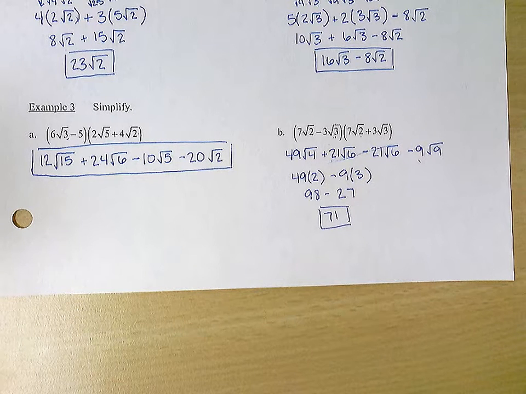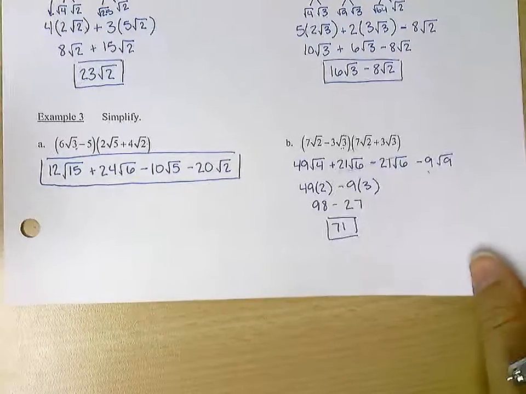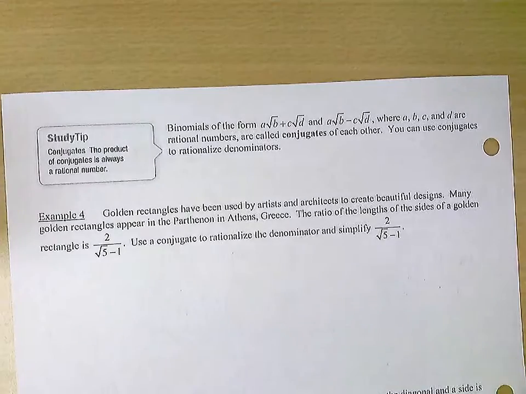Okay, questions on letter B of example 3? No? We're good with foiling with our radicals? Yes? All right. Then I want to move to the other side here.